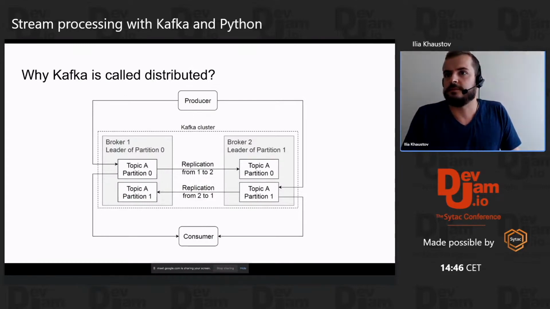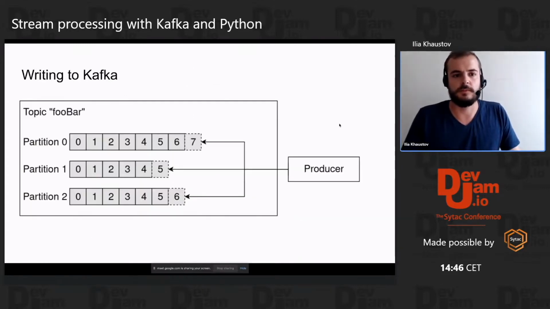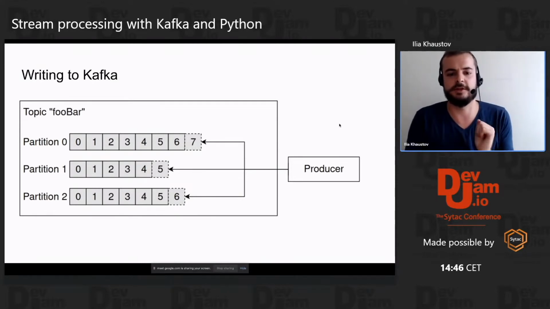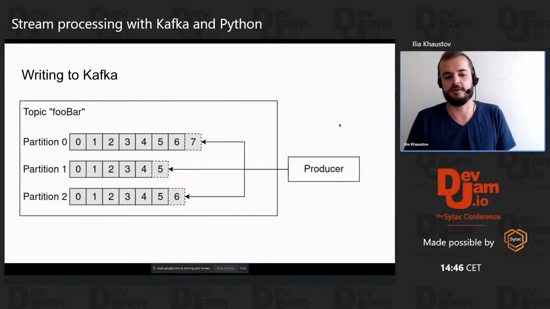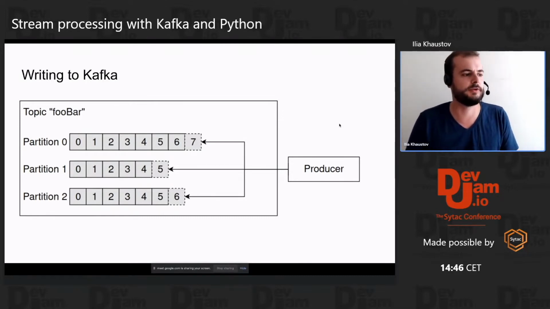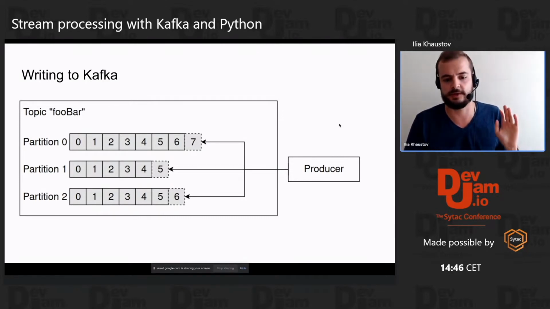So yeah, let's move next. Writing to Kafka. So it's easy. Producers in Kafka are built to be lightweight. It means that you can build a very lightweight application that will just fire and forget messages to Kafka. If it's fine for you, it will work.